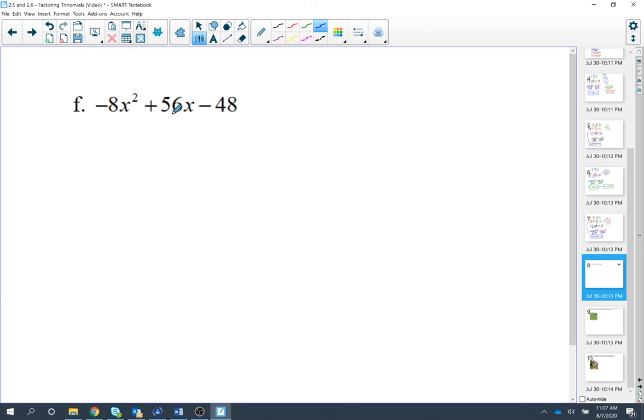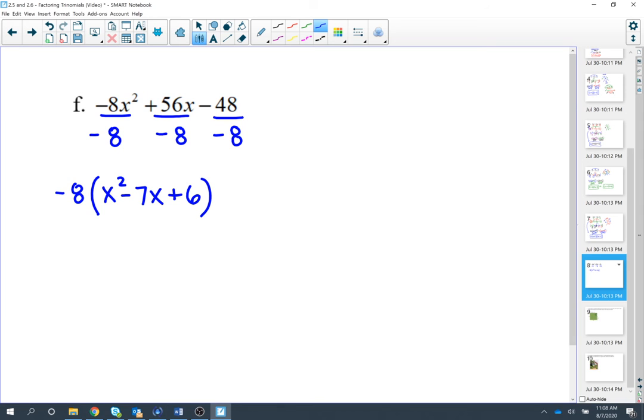Leading coefficient, positive 1? No. So first of all, I know I'm going to have to at least take out a negative. Second of all, is there a greatest common factor? I'm thinking yes. So 8, 56, 48. I'm pretty sure all of those are divisible by 8. So we're going to take out a negative 8, which is going to leave me with positive x squared minus 7x plus 6.